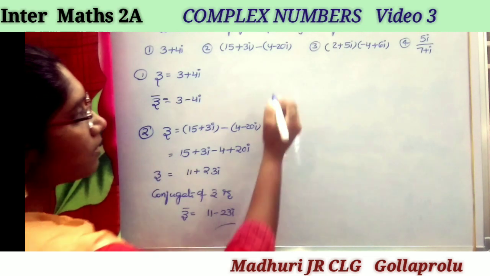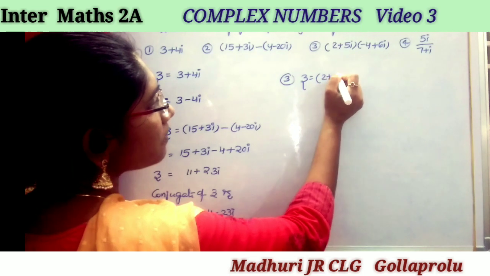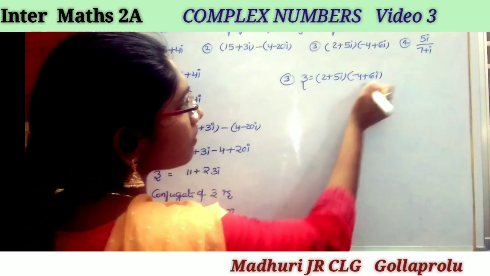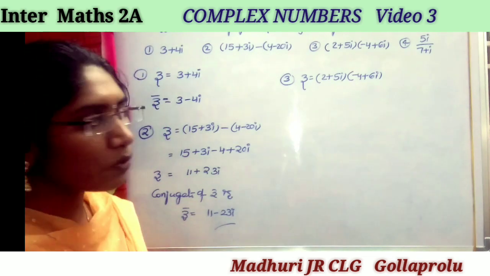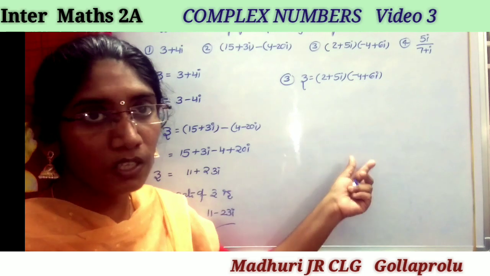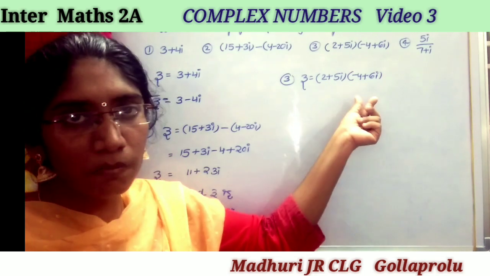That's all. Now the third question, z is equal to (2 plus 5i) into (minus 4 plus 6i). Now this is the given question. Now what is the conjugate? So to find the conjugate, first we have to simplify the given complex number, which means we have to multiply these two values first.